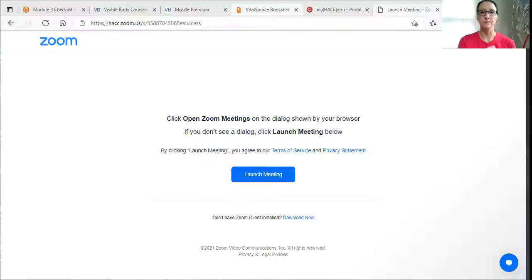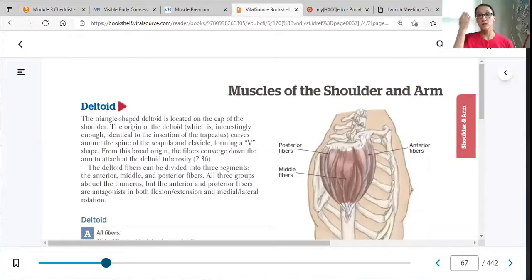Start with a screen share and we'll go right to your book. And here it is. So the deltoid is your shoulder cap muscle, and your book describes it like a triangular shape. And it is if you're looking at it in 2D. However, it has all these lovely fibers. You see how they intertwine with one another?